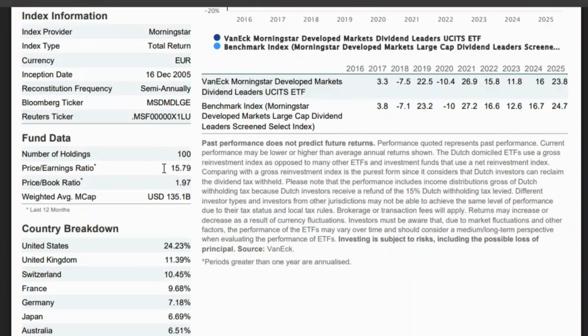P/E ratio is now over 15. It used to be a lot lower. And then we've got the country breakdown here. US underweight relative to a global tracker at only 24%, UK overweight at 11%.